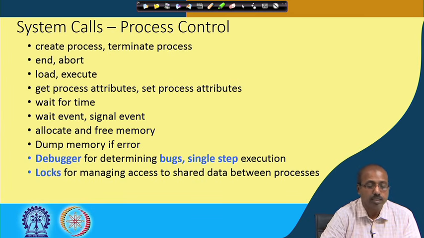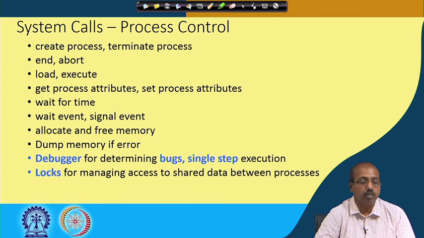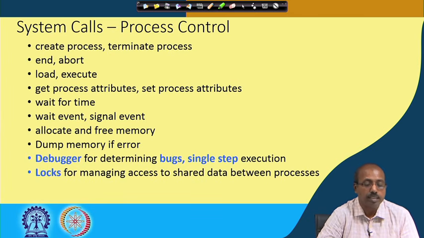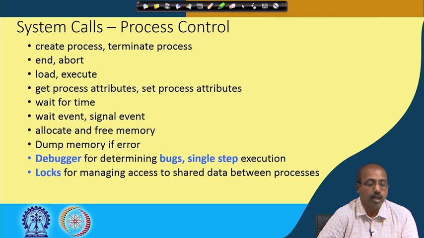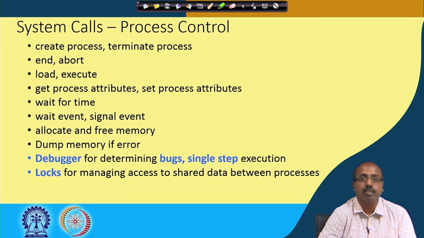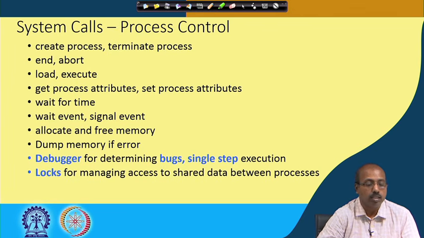To start with, the system calls for process control will create process and terminate process. These are some of the related system calls, like create process or terminate process. We may want to end a process or abort a process. Ending is just terminating that process, while aborting is when in between there is some erroneous condition that has occurred, so we have to abort the call.